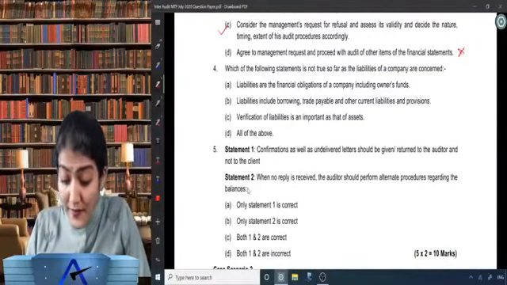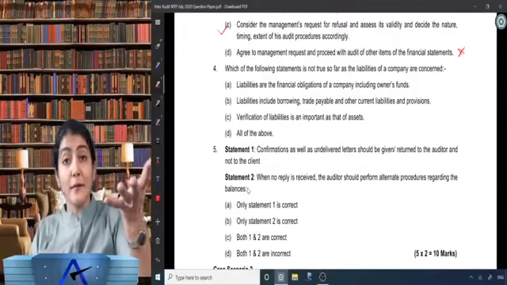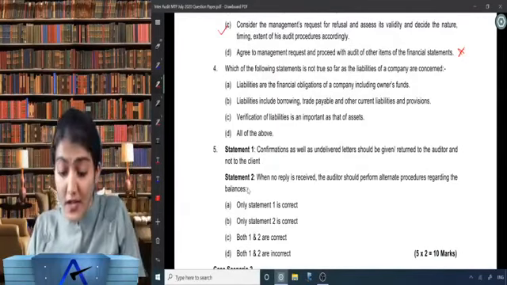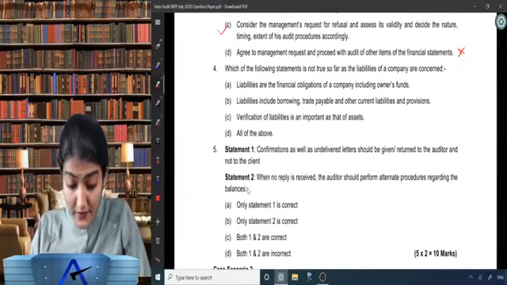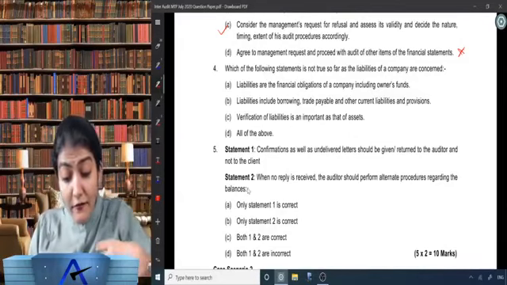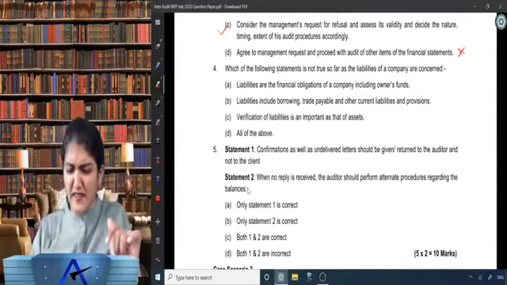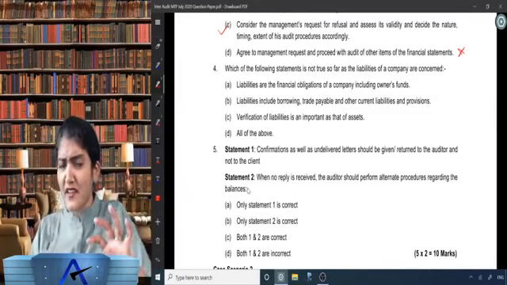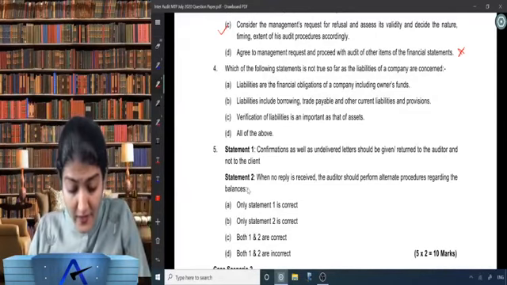Next one, question number 4. Which of the following statements is not true? Sometimes they ask what is true, what is correct. Sometimes they say what is not true, what is not correct. As far as the liabilities of a company are concerned, liabilities are the financial obligation of a company including owner's funds. No, that actually doesn't come under liability, owner's fund. But let us see what are the other points.